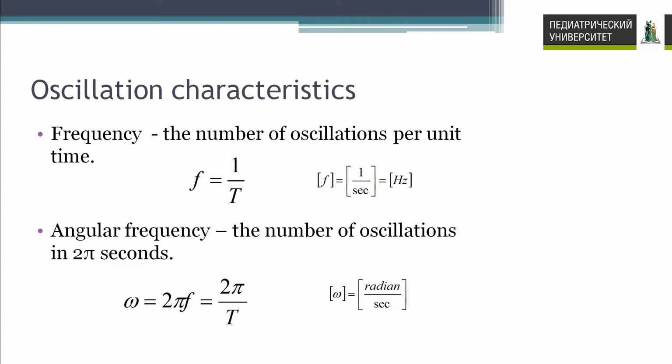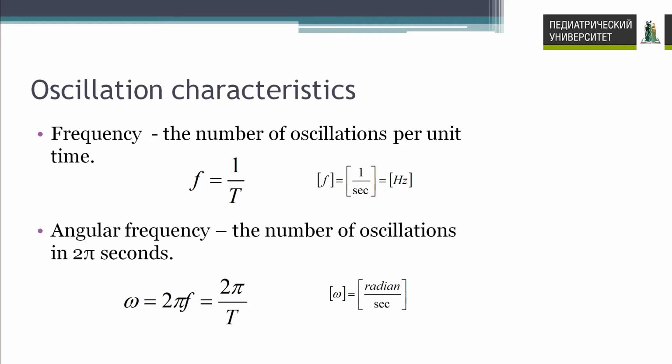Angular frequency is the number of oscillations in 2 pi seconds. It is a measure of the frequency of a rotational or vibrational motion. Let's consider the formula for calculating it. Please note that we can calculate the angular frequency in two ways.